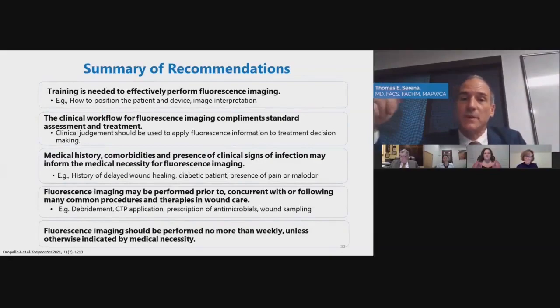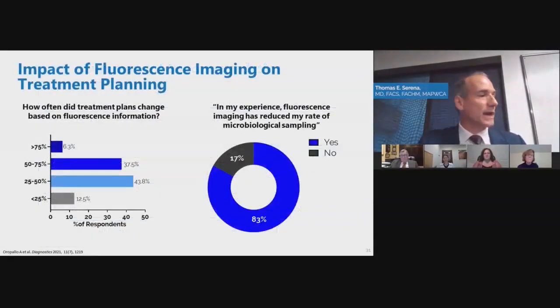Fluorescence imaging may be performed prior to, concurrent with, or following many common procedures and therapies in wound care, particularly, as we mentioned, advanced wound care, such as cellular and tissue-based products. And fluorescence imaging should be performed no more than weekly unless there's a special circumstance. So looking at the impact of fluorescence imaging on treatment planning, how often does it change your plan of care?